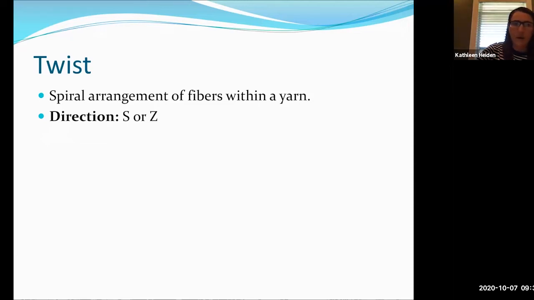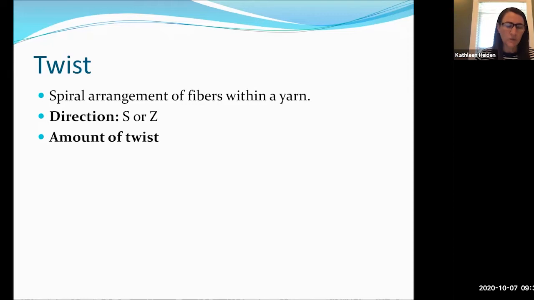And then the other part of twist is the amount of twist. With the amount of twist, we're talking about how many turns or twists per inch is put into that yarn. When we talk about amount of twist, we have three different classifications that we use. We have low twist, which is where we put about 2 to 3 turns per inch. Low twist is going to be a very weak yarn.